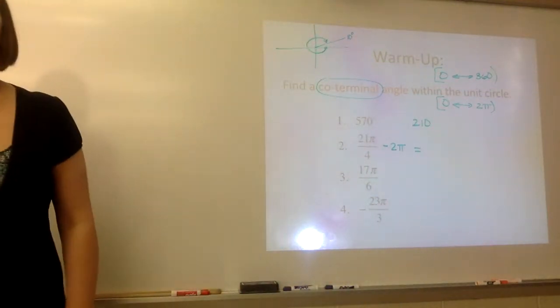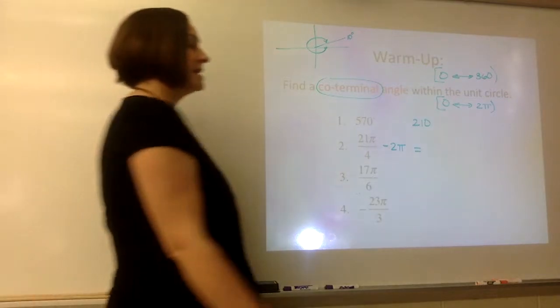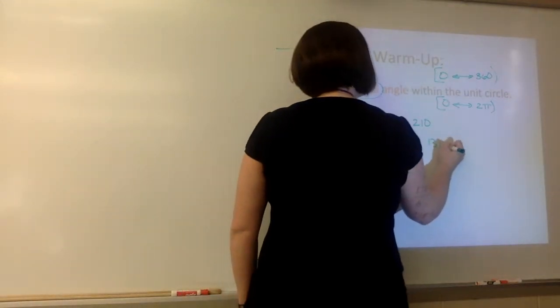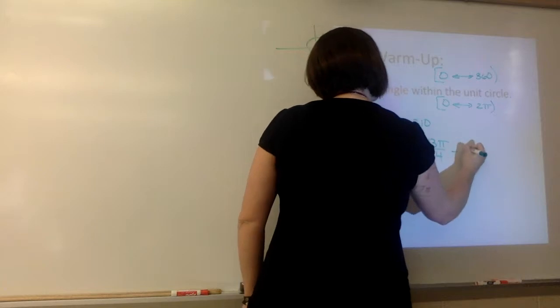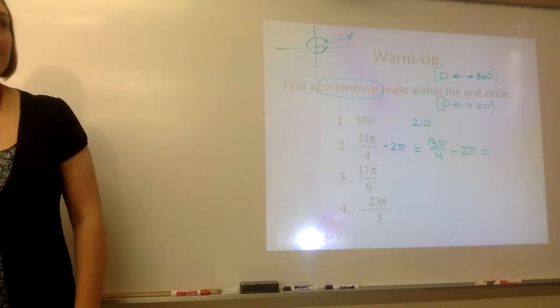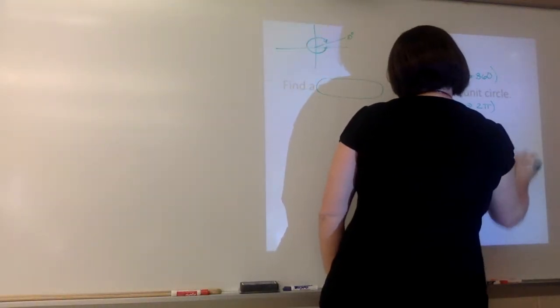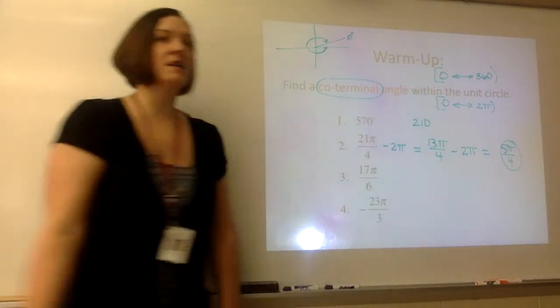So if I subtract 2 pi, what do I get? Take one revolution away. This is the mental math. 21 minus 8 is 13 pi over 4. Minus another 2 pi gives me what? 5 pi over 4. Is 5 pi over 4 in the unit circle? Yes, it is. Does anyone have a question about how to do those calculations?